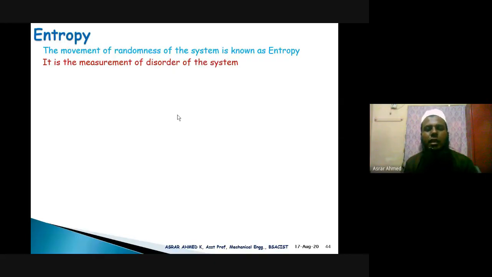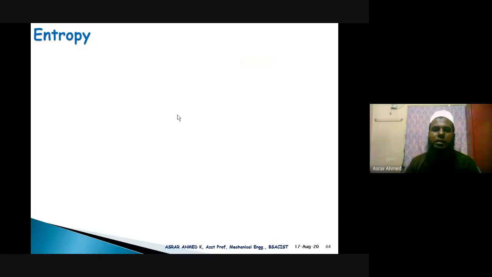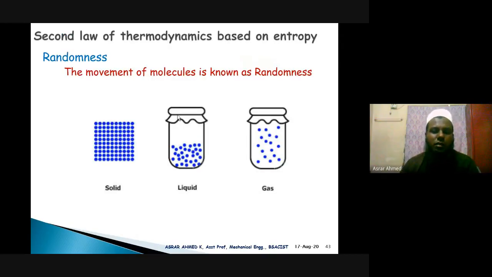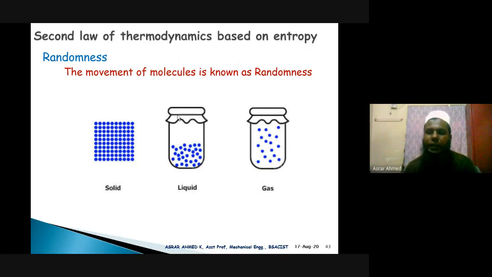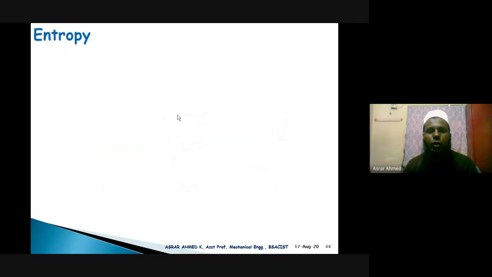Now tell me, out of these three states, which has more entropy and which has the least entropy? Among these three, which has the highest entropy? Gas. Yes, gas has high entropy. So more randomness means more entropy, less randomness means less entropy, as simple as that.